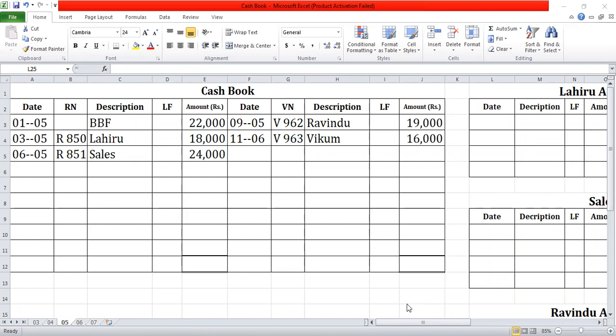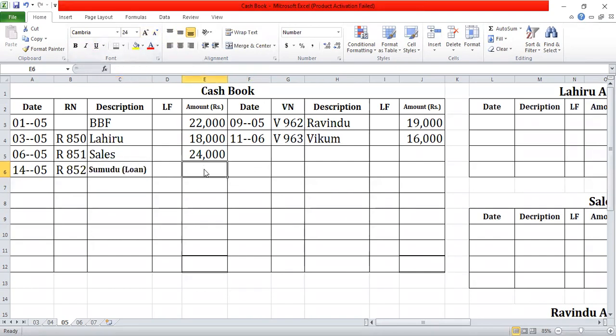Right. Next one. Obtain a loan from Sumudu. 14th. It's a receipt. The date is 14th May. Receipt number 852. You can write Sumudu loan. Sumudu is not a trade debtor. It is going to be a liability for the business. It's a loan obtained from Sumudu.